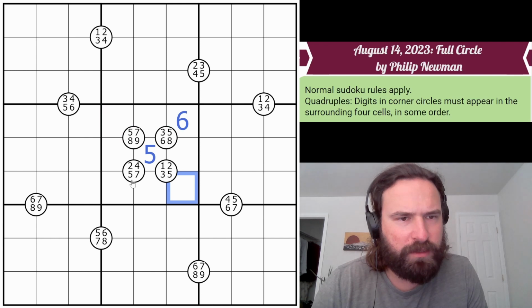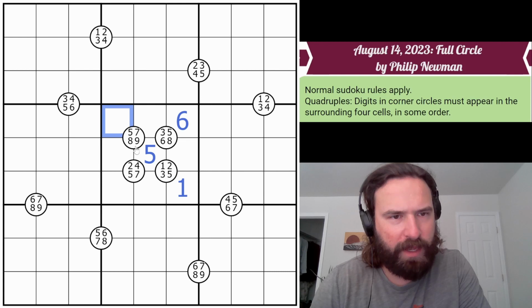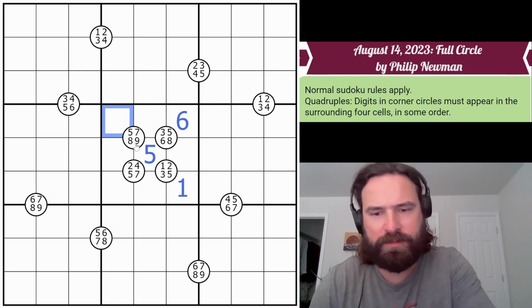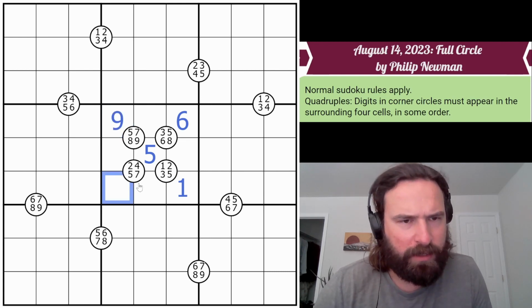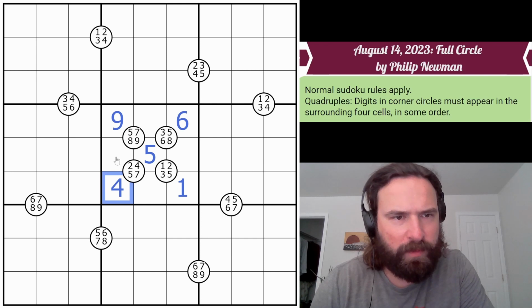So 2 is down here. 1 only happens in this circle, so it's here. 9 only happens in this circle, I think. Yep, 9 only happens in that circle, it's there. And then 4 only happens in this circle. Yep. Okay, so I think we're going to be able to figure this whole box out, I would assume.